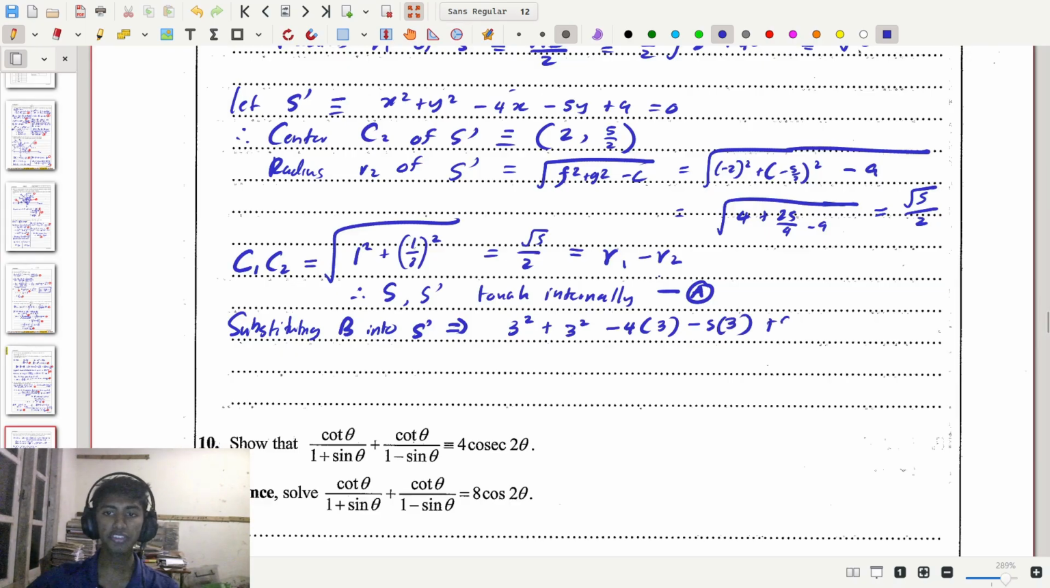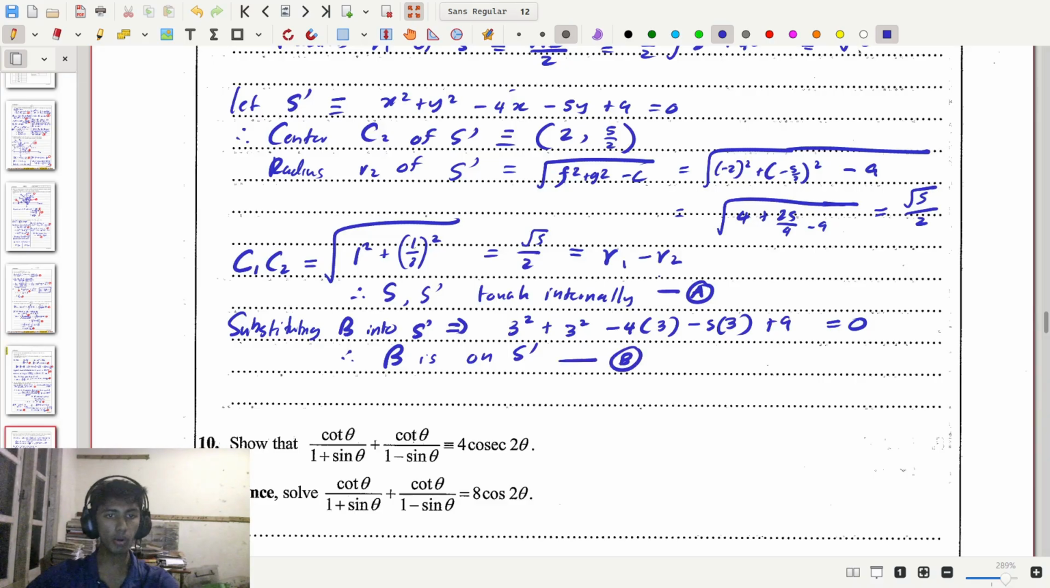minus 4x, which is minus 4 times 3, minus 5y, which is again minus 5 times 3, plus 9. And we can see here, we're going to get 9, 9, and 9, and minus 12 and minus 15. Now adding the three 9s together, we're going to get 27, and these two are going to be minus 12 and minus 15. And we can see 12 plus 15 is equal to 27, and therefore we have 27 minus 27, which is in fact equal to 0. So this is in fact equal to 0, and therefore, B is on S dash. We're going to call this fact B.